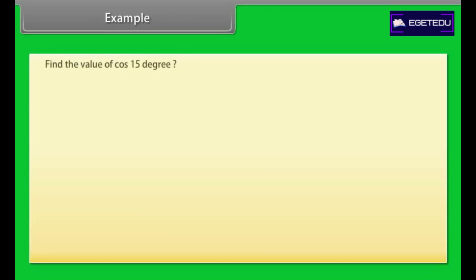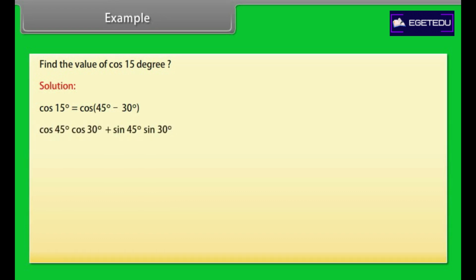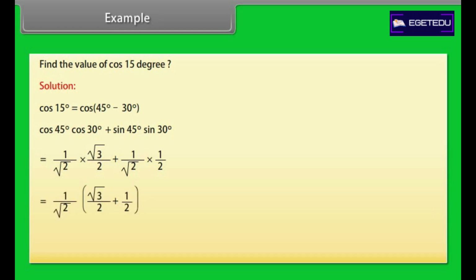Example. Find the value of cos of 15 degree. Solution. Cos of 15 degree is equal to cos of 45 degree minus 30 degree. That is equal to cos 45 degree into cos 30 degree plus sin 45 degree into sin 30 degree, is equal to 1 by under root 2 into under root 3 by 2 plus 1 by under root 2 into 1 by 2, is equal to 1 by 2 under root 2 into under root 3 plus 1.